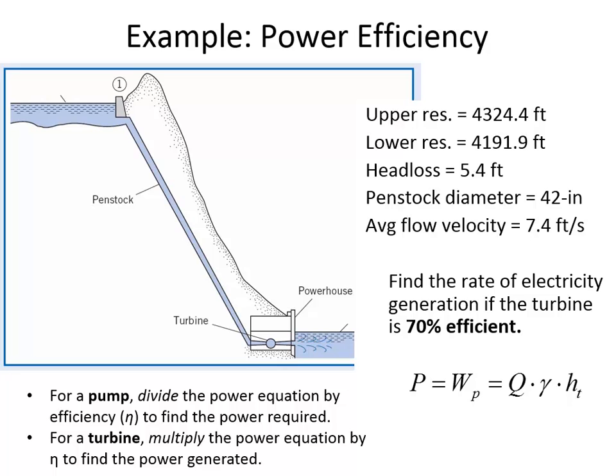Under this situation, the flow velocity through the penstock is 7.4 feet per second. And what we want to find out is how much electricity can be generated if this turbine system is 70% efficient. That's maybe in the ballpark of a typical efficiency that you could expect. Maybe a really nice new system would have a higher efficiency than that. But let's take a look at using both the power equation and correcting for efficiency, how much electricity could be generated in a hydropower situation like this.